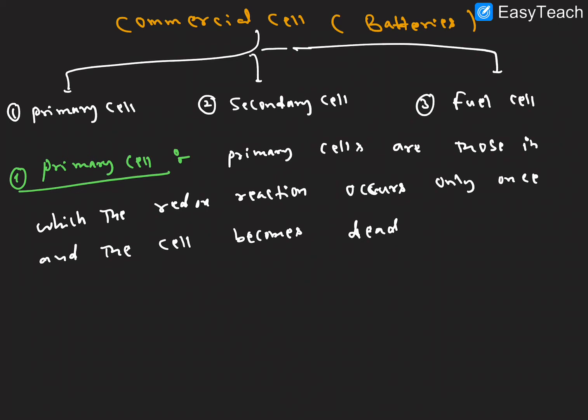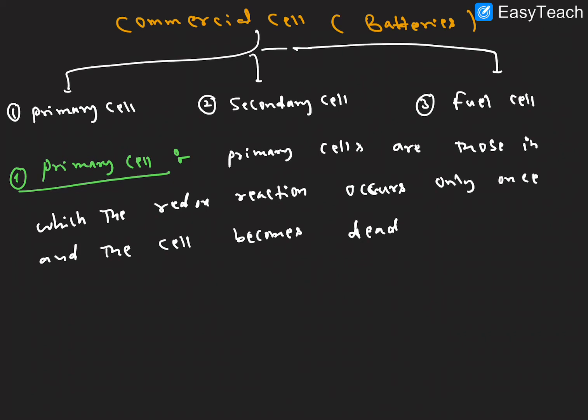That is the simple way to say it: once we use that battery, we cannot recharge it again. Such a cell is called a primary cell. Primary cells are those in which the redox reaction occurs only one time. The reaction does not happen again in the opposite direction. So such a cell is called a primary cell.